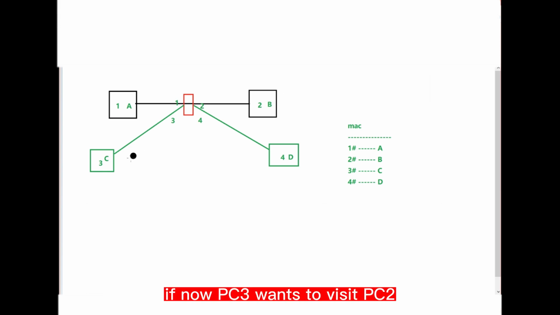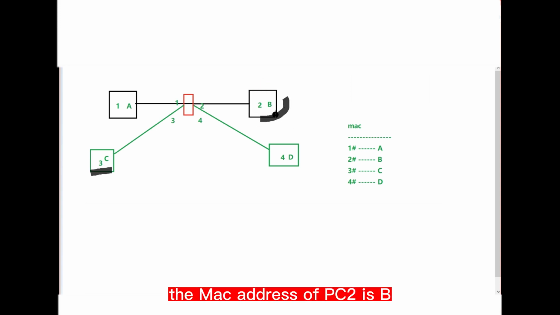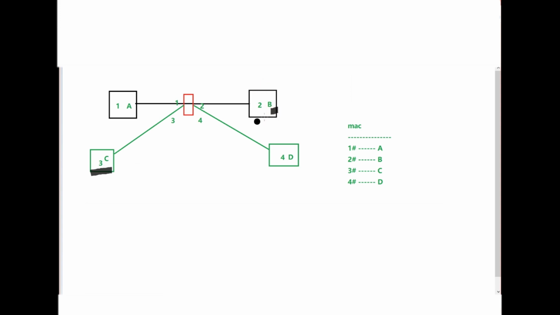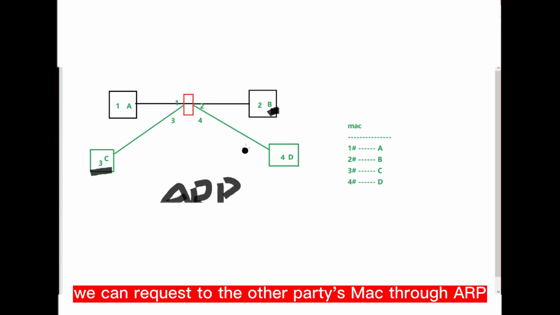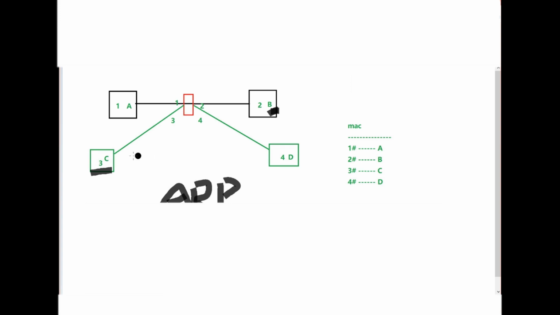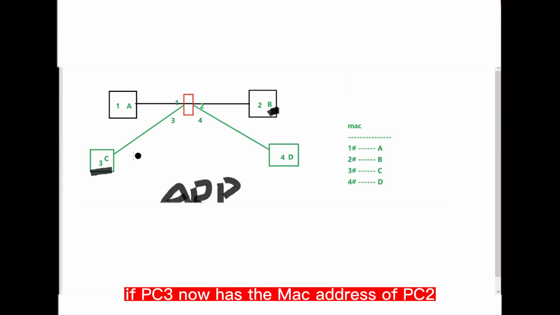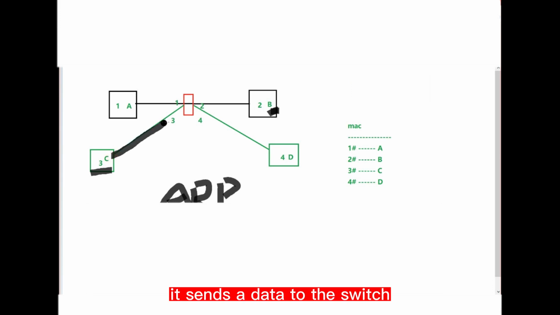If now PC3 wants to visit PC2, the MAC address of PC2 is B. Then it's making a data request. Do you still remember the ARP we learned before? We can request the other party's MAC through ARP. Complete data encapsulation. If PC3 now has the MAC address of PC2, it sends data to the switch.